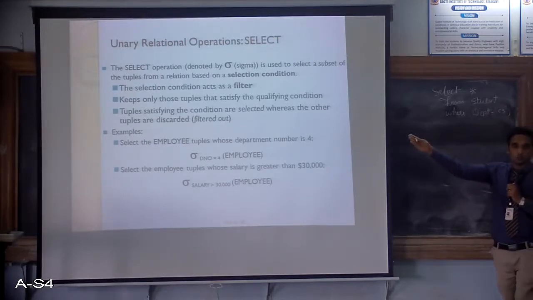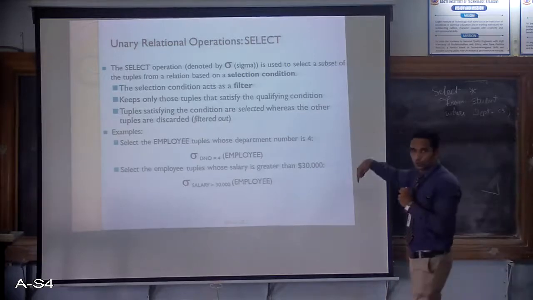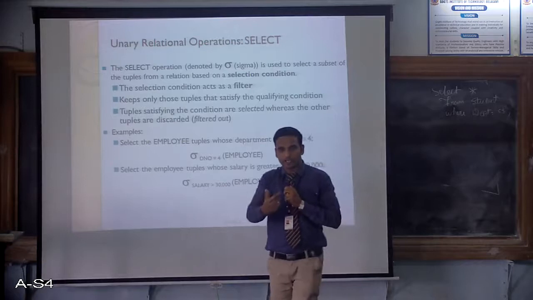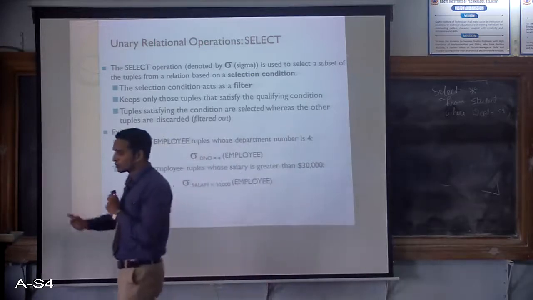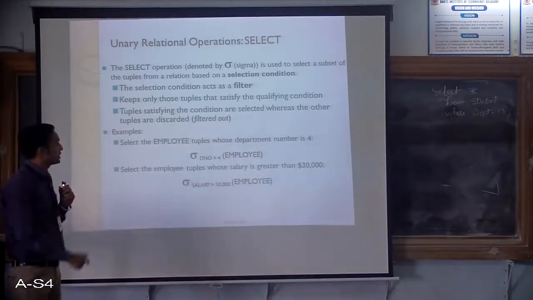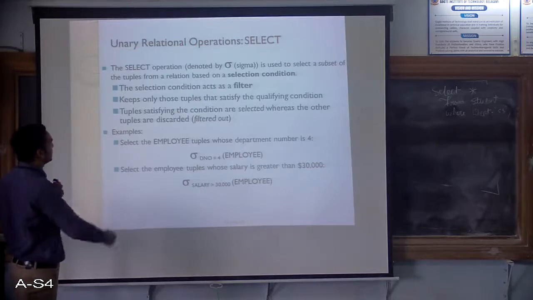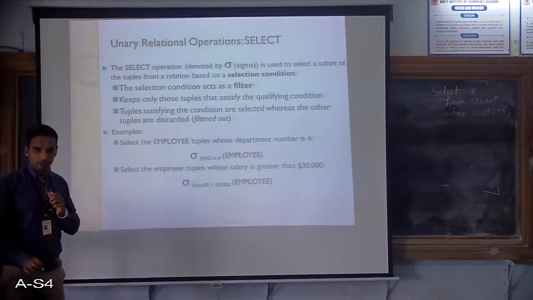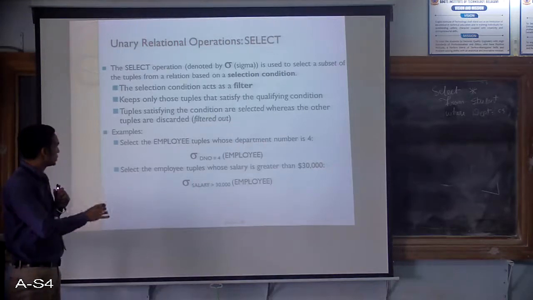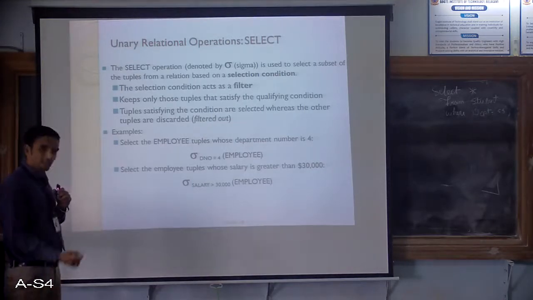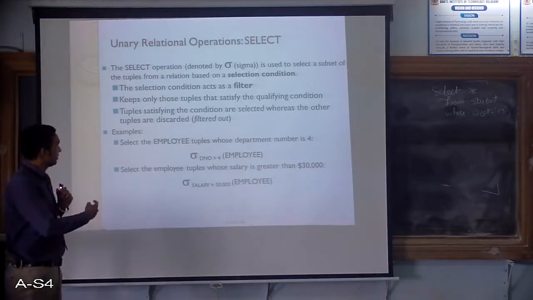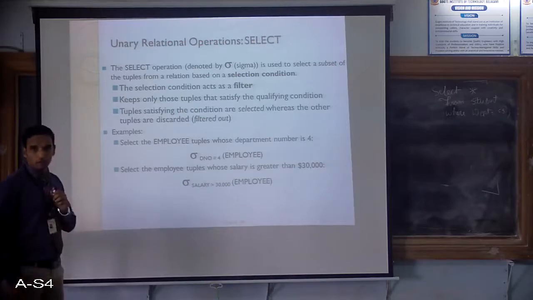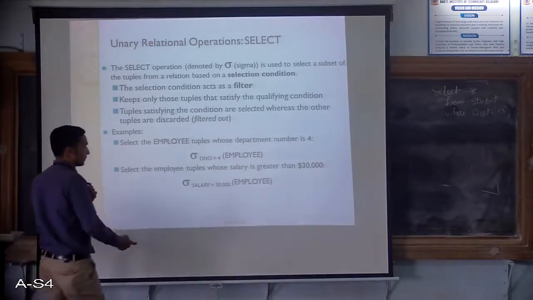Same thing works here also. So select will select only those rows. It acts as a filter. That means it selects only those rows where the condition is satisfied and ignores or removes those rows where the condition is not satisfied. That is what it says here. Keeps only those tuples that satisfy the qualifying condition. So whichever the condition is satisfied, it keeps only those. Tuples satisfying the conditions are selected, whereas the tuples where the condition is not satisfied are discarded or filtered out. Right? So see the example.